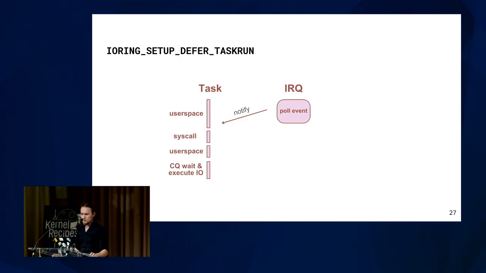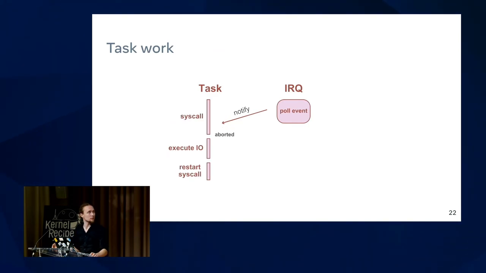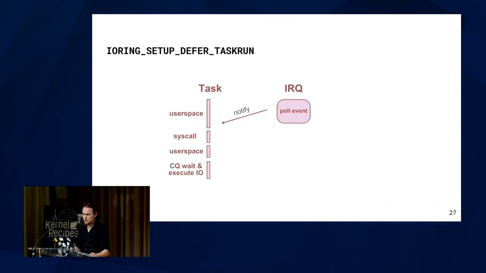Another variant of this stuff is deferred task run. So this time, we are not trying to execute it in the nearest syscall. We will execute it only when we are waiting for completions inside the io_uring syscall. The difference is we are not going to interrupt syscalls, as in this picture. We will be waiting until we are doing the completion queue waiting. It's pretty important for performance. It improves throughput. It definitely saves us from going back and forth between kernel and user space modes, aborting syscalls, causing some troubles aborting some unrelated syscalls.